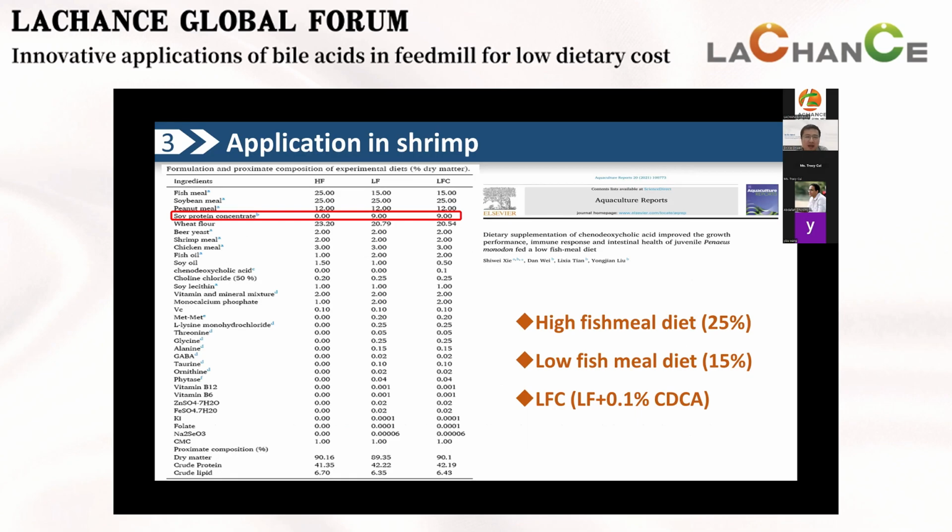Here is my first research about the bile acids in the shrimp. In this experiment, we set 3 diets. One is the high fish meal diet, and the other is the low fish meal diet. And the third one added the bile acids. Here we use the CDC. We added 0.1% bile acid in the low fish meal diet.